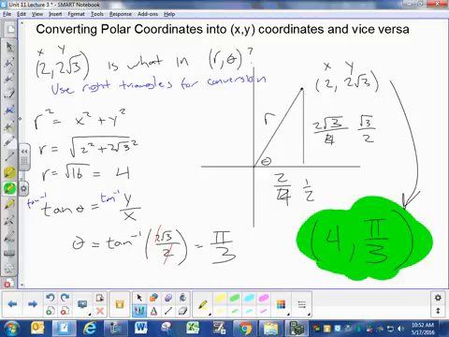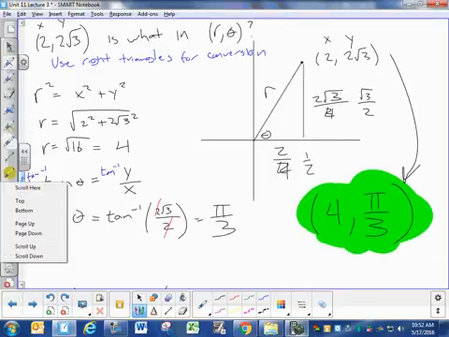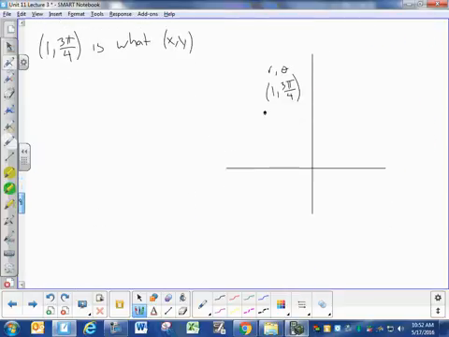Just using our friendly right triangles. Well, if I had r and theta, and I want to turn it into an x and a y, what would I do? I would continue to use my friend, Chief SOHCAHTOA.